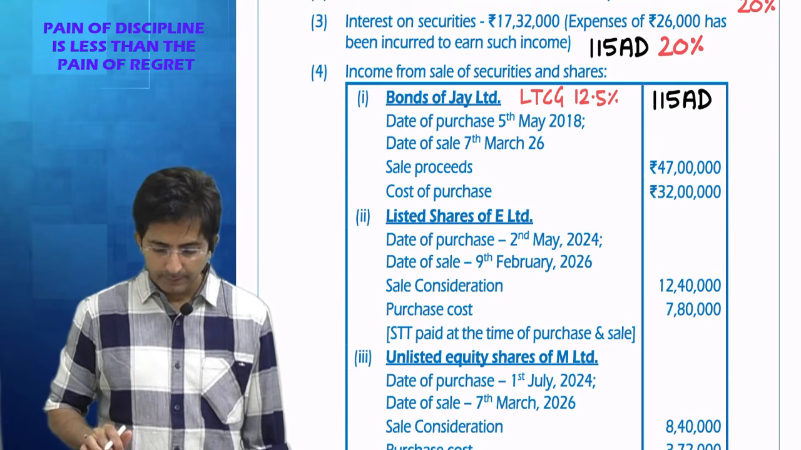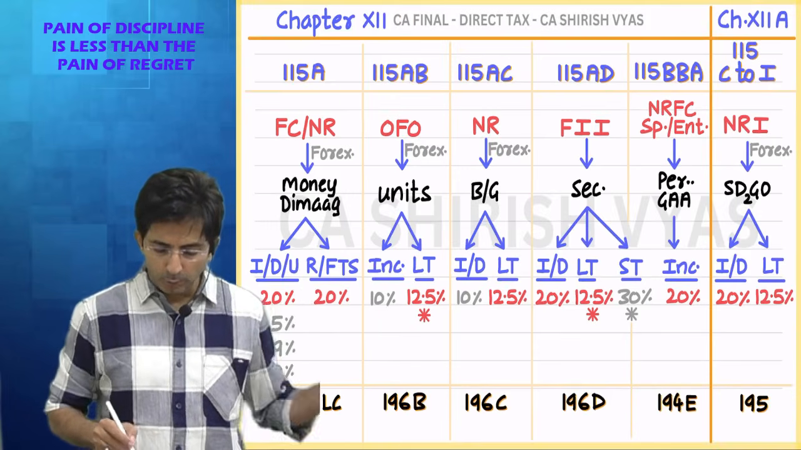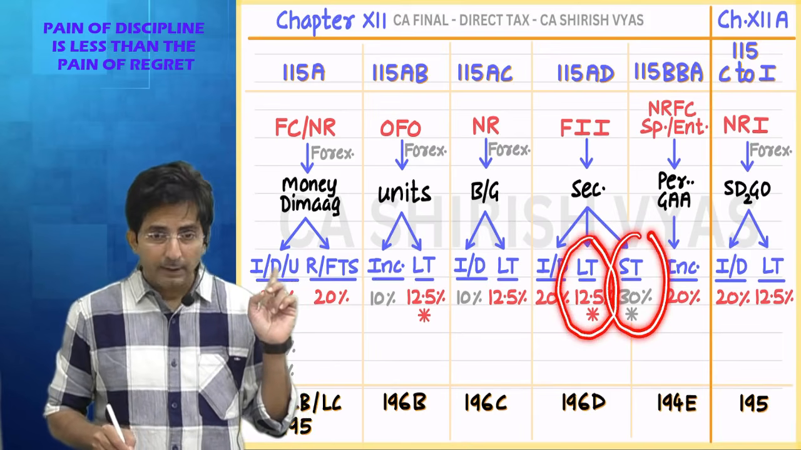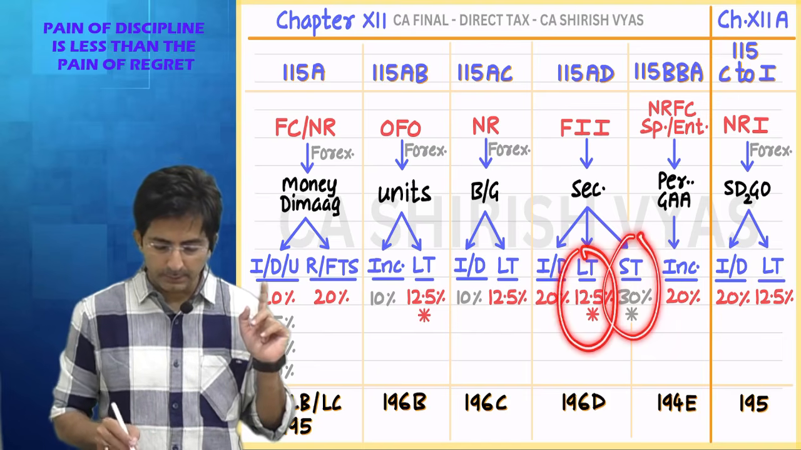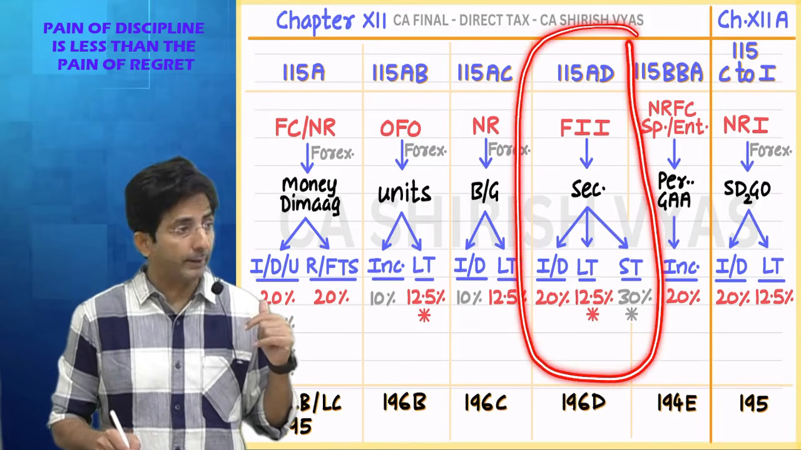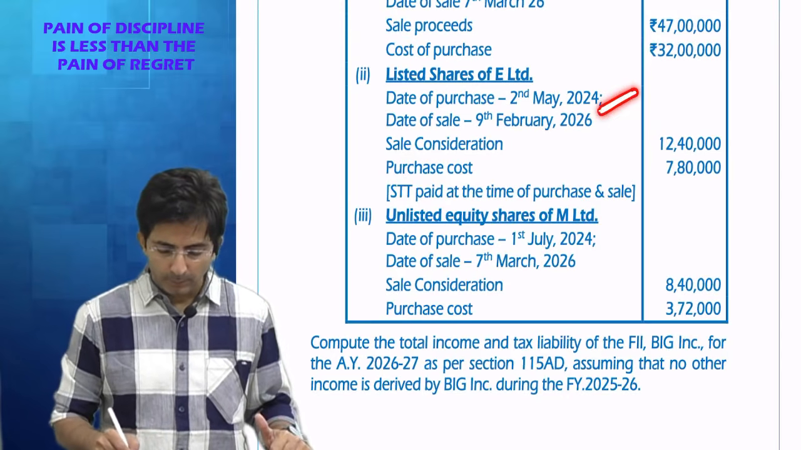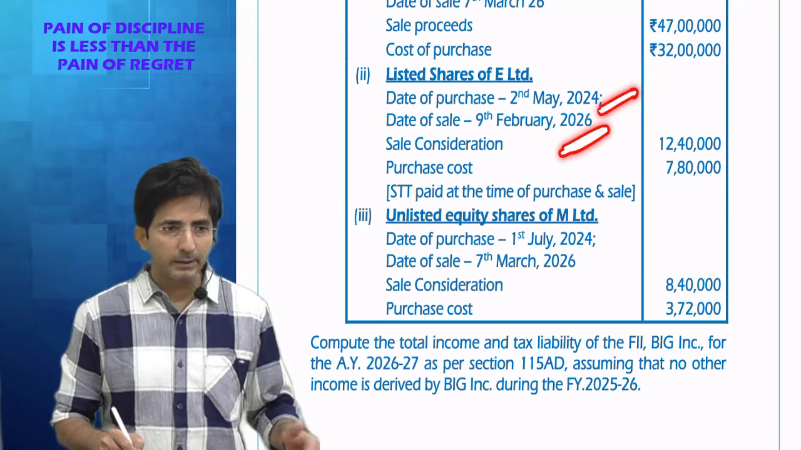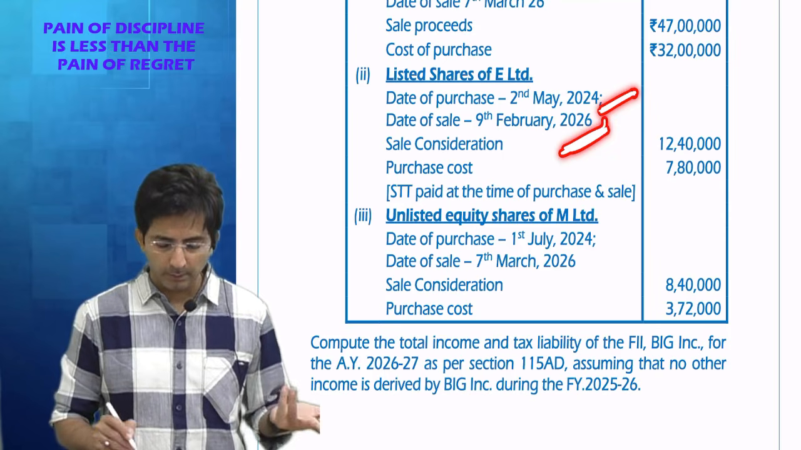Okay. Then listed shares of E Limited. First I want to figure out, is it long or short? And then I will see STT paid or not. So first let's figure out whether it is long or short. Why am I revolving around this? Because the question is on FII. So tell me, these shares of E Limited we purchased in 24. When did we sell? 26. The period is more than 1 year. Listed securities become long term after 1 year. So 1 year, long term.